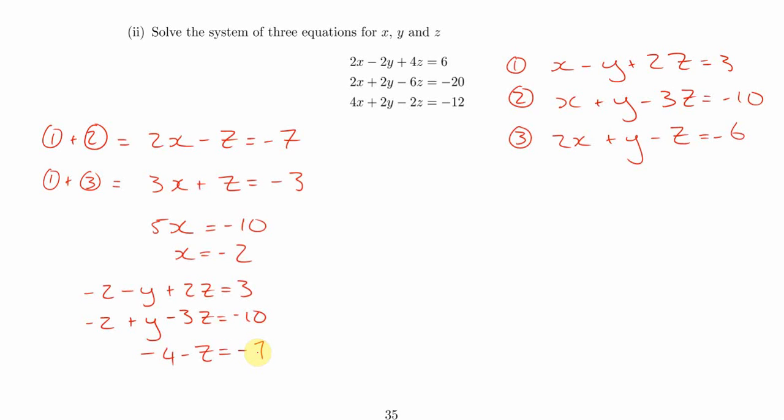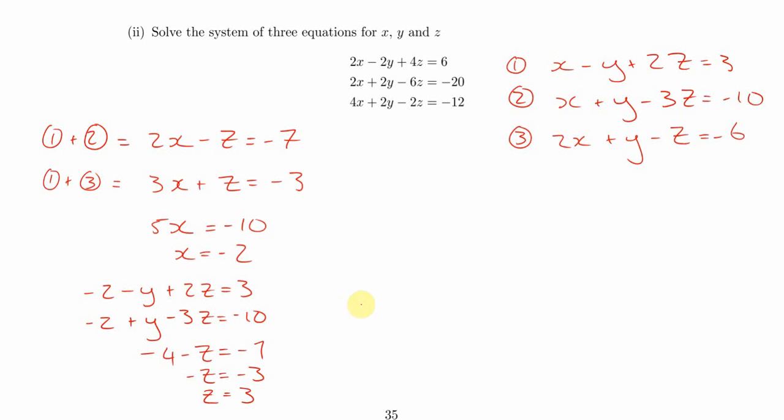Solve that for z. Put the 4 on that side, it's going to give us negative z equals negative 3, so z equals 3. So we've got z equals 3, x equals negative 2, and we just need to get ourselves a value for y. Pretty straightforward now, so we just substitute that back into equation 1, and that should just solve for y.